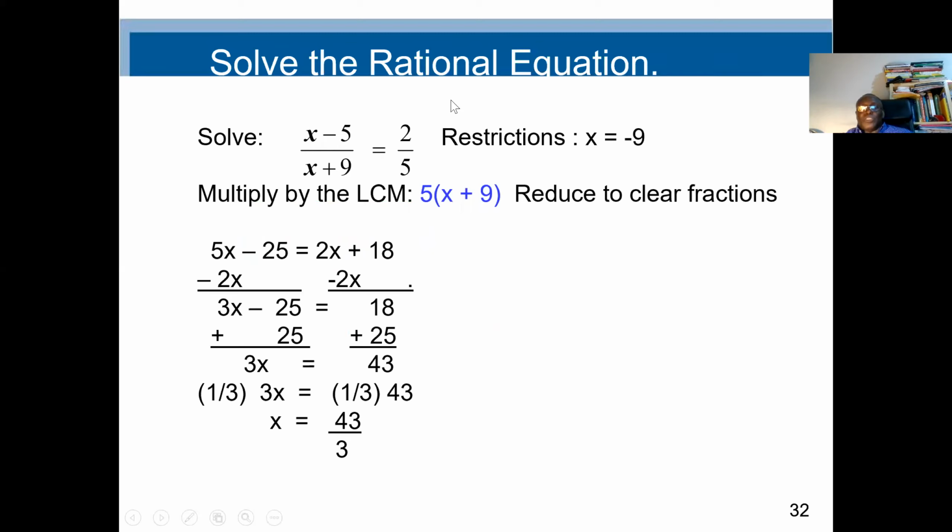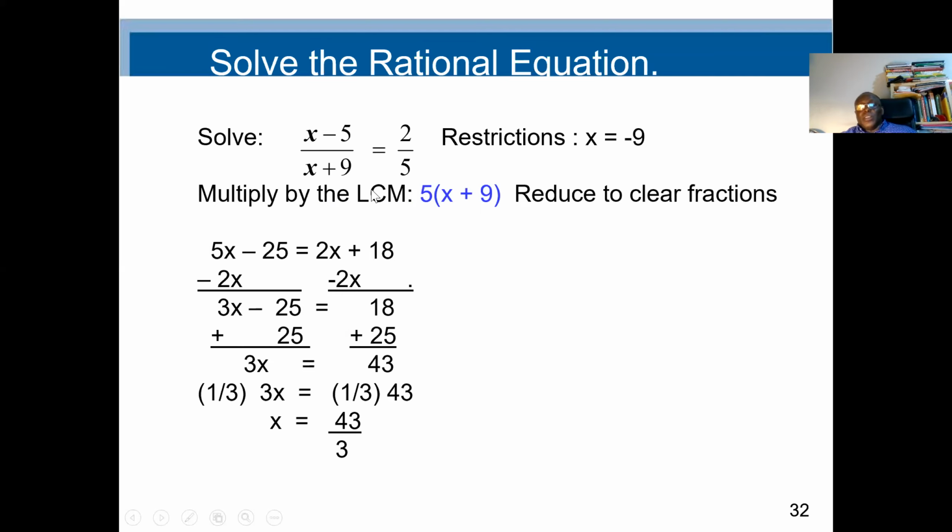So we can also solve rational equations. Equation means we have an equal sign between the expressions. Here the goal will be to find the value of x. So first I will look for the LCM. Then we solve the problem.